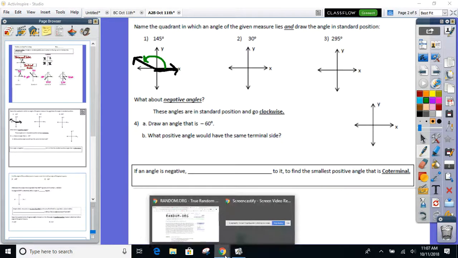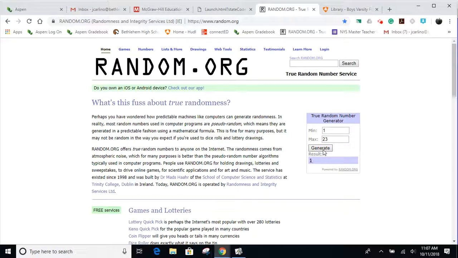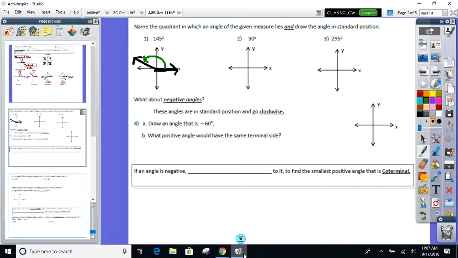30 degrees. What quadrant am I in? Quadrant 1. All right. So get that initial side on the x-axis. 30 degrees. Closer to 0 or 90? 0. So make it closer to 0 than it is to 90. And make sure you get that rotational arrow in there.